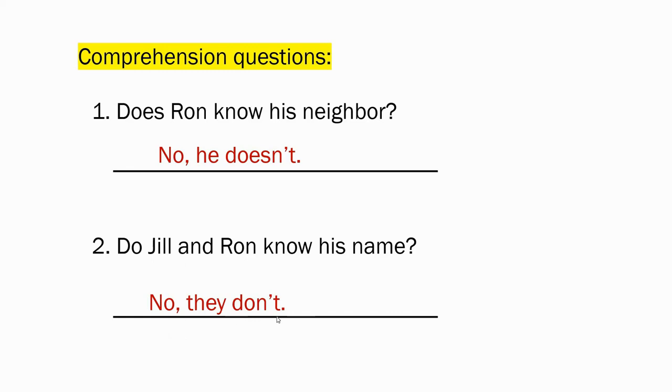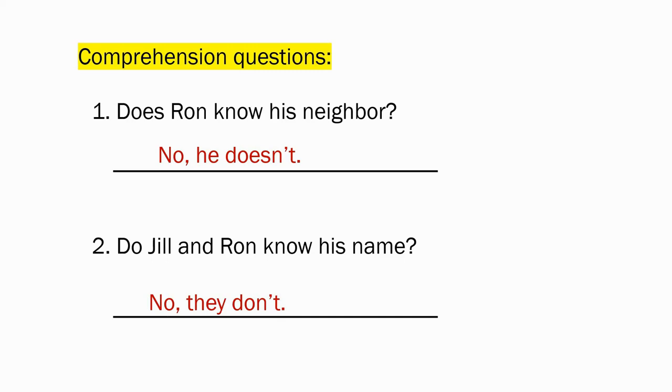So again, this is a negative answer. No, they don't. All right? You couldn't say, no, they doesn't. No, because our subject is plural, Jill and Ron. So, no, they don't. Supposing Jill and Ron know his name, how would they say?